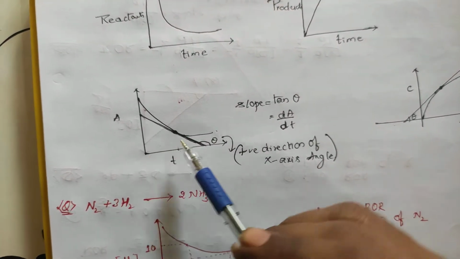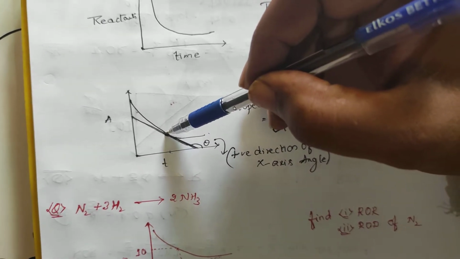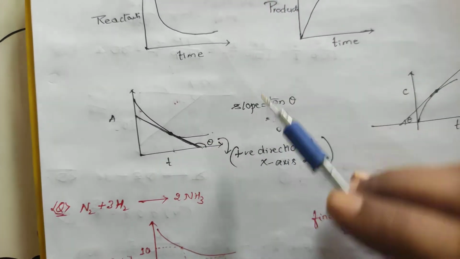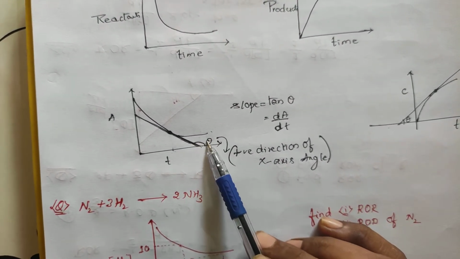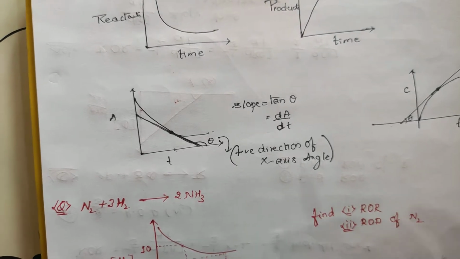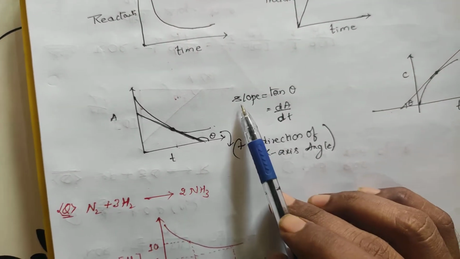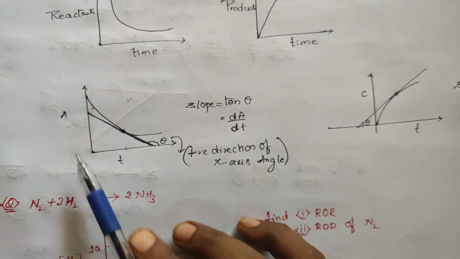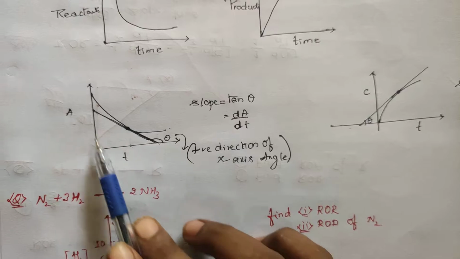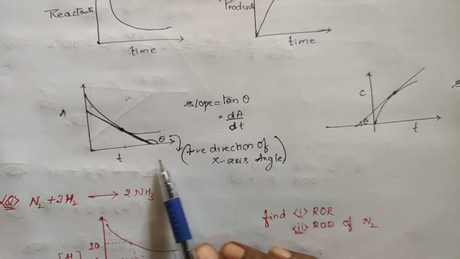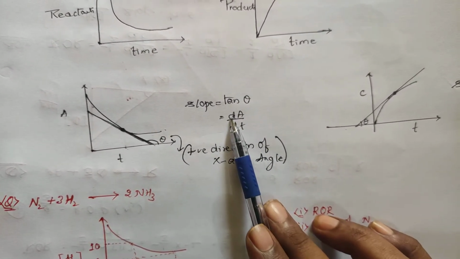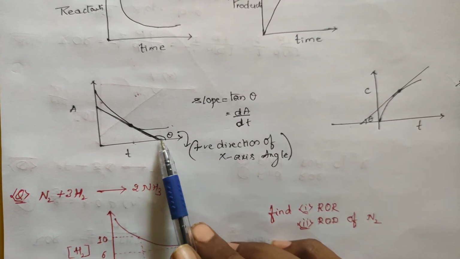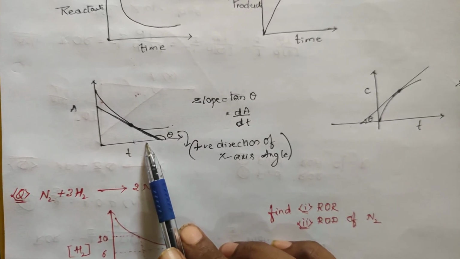To find that out, you will draw a tangent line at this point, which bisects the y-axis as well as the x-axis. You will take the positive side angle theta. Based on that, you will calculate the slope. The slope is equal to tan theta, and tan theta is nothing but dA by dt, the change in concentration by the change in time. As this is a very small change, you will take it as dou A by dou T. Always the angle will be taken on the positive side of the axis. If you take this one, you will get the positive side. This side is negative.